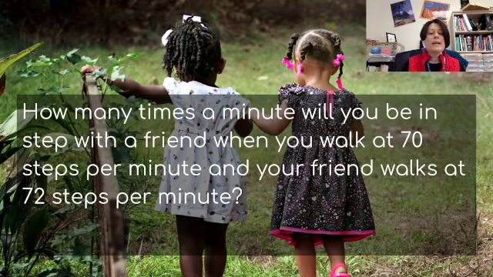Now, we can actually figure out how off the beats are. So, a question you might be asked, and let's think about this with walking first, is how many times a minute will you be in step with a friend when you walk at 70 steps per minute and your friend walks at 72 steps per minute? And you're probably like, I have no idea how to figure this out. It must be some complicated math. Actually, it's really easy math.